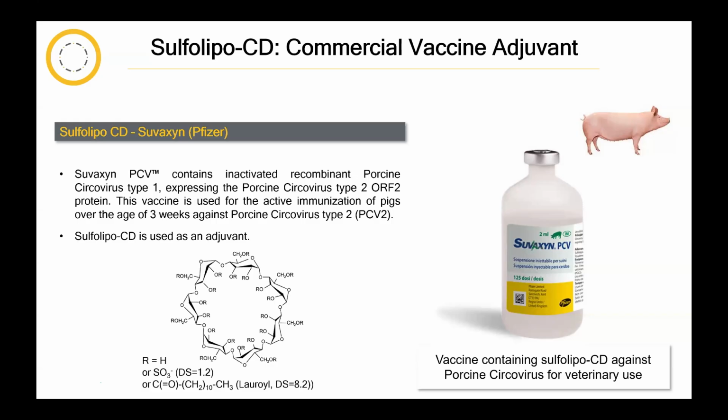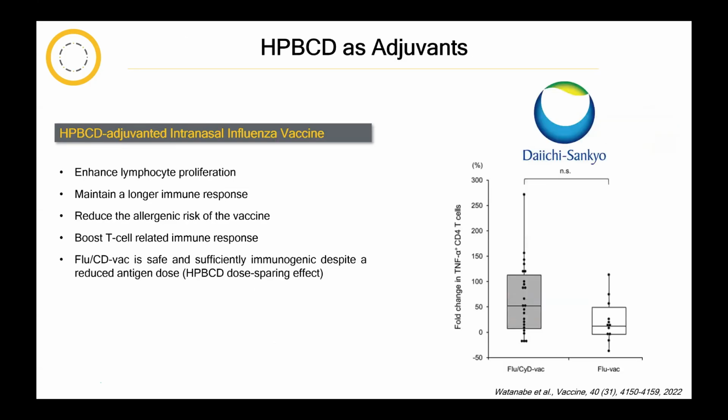Just a few words about sulfolipocyclodextrin, because it's very rare that they are using this. It's a special cyclodextrin derivative that is used as a vaccine adjuvant in a veterinary injection by Pfizer. But not just this special cyclodextrin is used as an adjuvant, also HP beta is used.